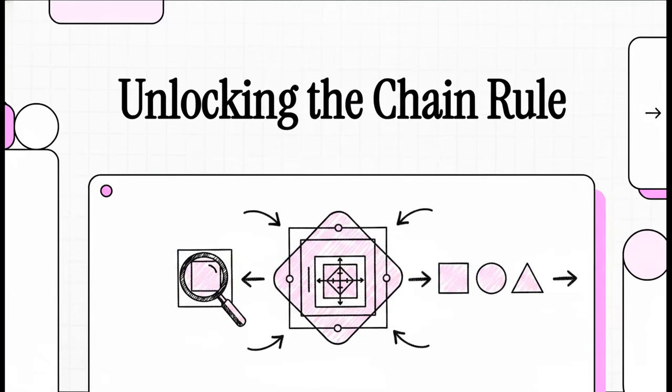Welcome to the Explainer. Today, we're taking on what I like to call a calculus boss fight, unlocking the chain rule. We're going to reverse engineer a deeply nested, frankly intimidating math problem to see exactly how its underlying mechanics tick. Let's dive right in and decode this thing.